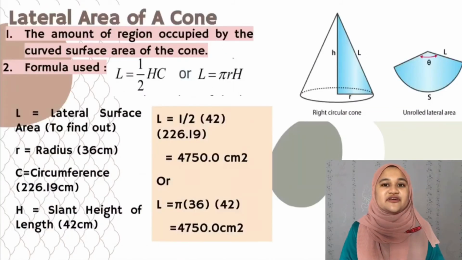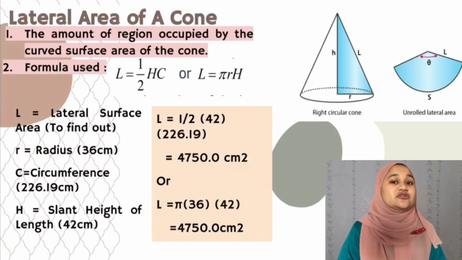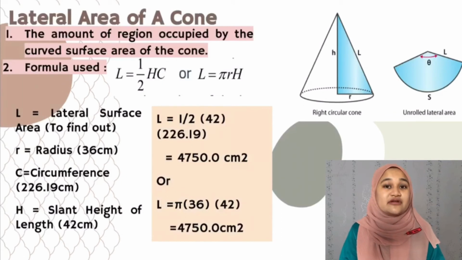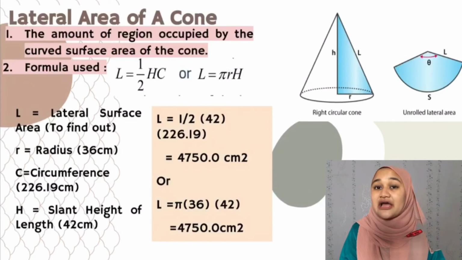The lateral surface area of a cone is the amount of region occupied by the surface area. There are two formulas to calculate the lateral area L. The first one is pi RH. The second one is 1 over 2 HC, where R is the base radius, H is the slant height, and C is the circumference.